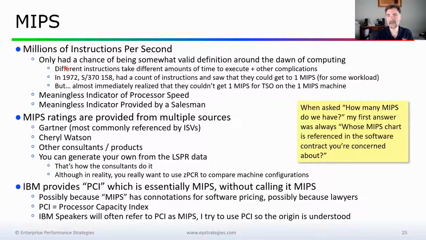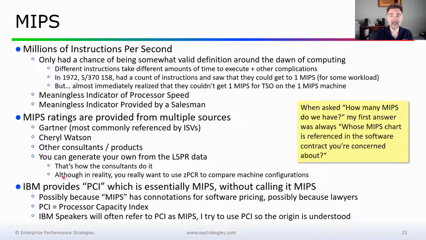And we're going to talk about all these relative measures of capacity and where they derive from on the next slide. Know, though, that the MIPS ratings are provided from multiple sources. Okay, so there's Gartner, there's Cheryl Watson, who produces a more nuanced table than Gartner, for example. Other consultants and products may have MIPS ratings as well. You can go generate your own from the LSPR data if you prefer. Although in reality, if you're trying to compare machines across different generations, the correct answer is to use IBM's free zPCR tool to do that.